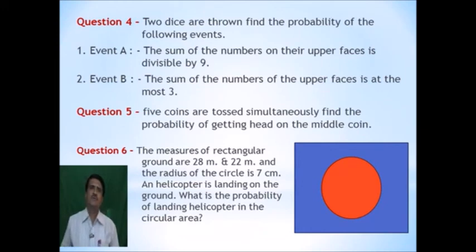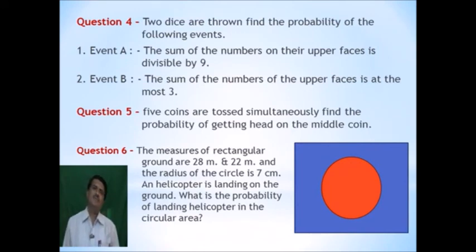The sum of the numbers on their upper faces is divisible by 9, and the sum of the numbers on the upper faces is at the most 2. Question 5. 5 coins are tossed simultaneously. Find the probability of getting head on the middle coin. Question 6. The measures of a rectangular ground are 28 meter and 22 meter and the radius of the circle is 7 meter. A helicopter is landing on the ground. What is the probability of the helicopter landing in the circular area?